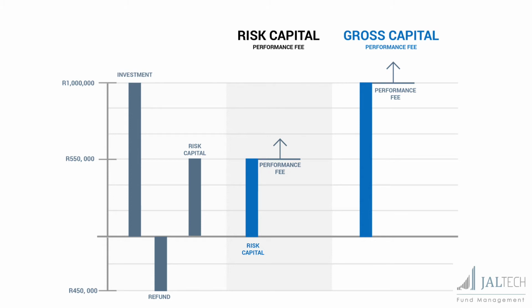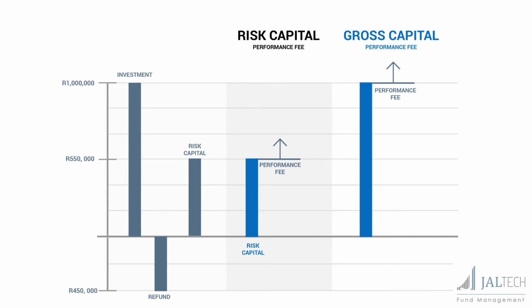But what's important is some fund managers, or should I say a large portion of the market, charge a performance fee on any amount above the risk capital amount. So in this example, any amount above the 550,000 Rand, many fund managers would charge, say, 20%. So if they return 700,000 Rand, the investor would have lost 300,000 Rand, but the fund manager would have earned a performance fee on the difference between 550,000 and 700,000 Rand. And this is called a risk capital or net investment performance fee.